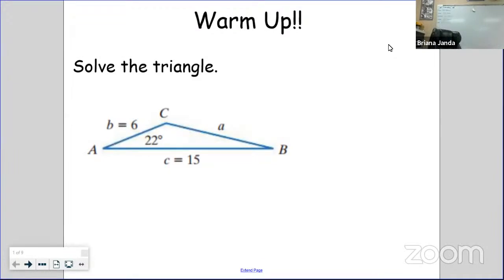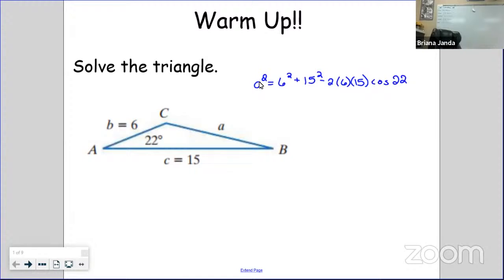All right. Let's go ahead and go through this real quick. The way that this is set up with your side angle side triangle, you have no choice but to start with your law of cosines. We would have set up a squared equals, order does not matter on this, 6 squared plus 15 squared minus 2 times 6 times 15 times the cosine of the angle across from A, which would be 22.